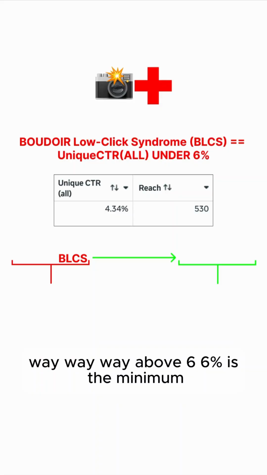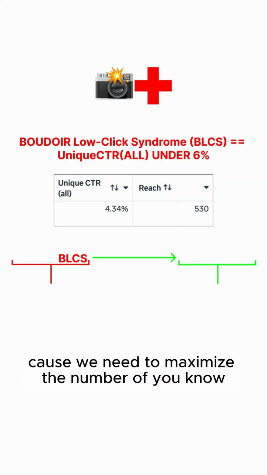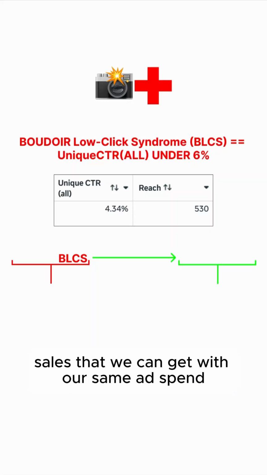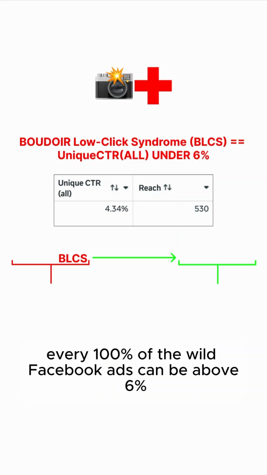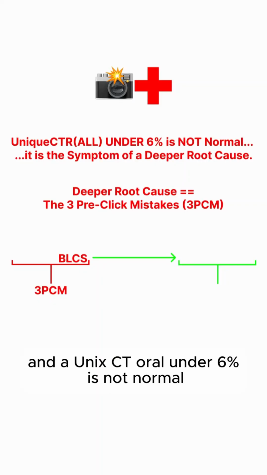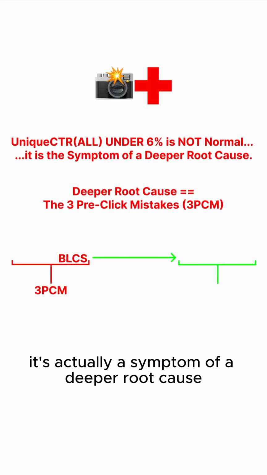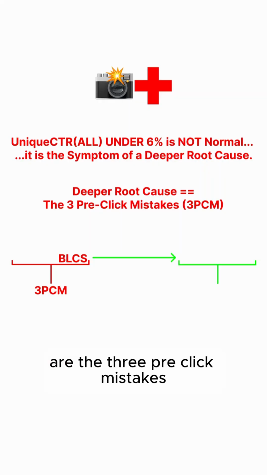Way above 6% is the minimum, because we need to maximize the number of sales that we can get with our same ad spend. So 6% is the minimum. Every 100% of boudoir Facebook ads can be above 6%, easy. And a unique CTR under 6% is not normal. It's actually a symptom of a deeper root cause. And that deeper root cause is the 3 pre-click mistakes.